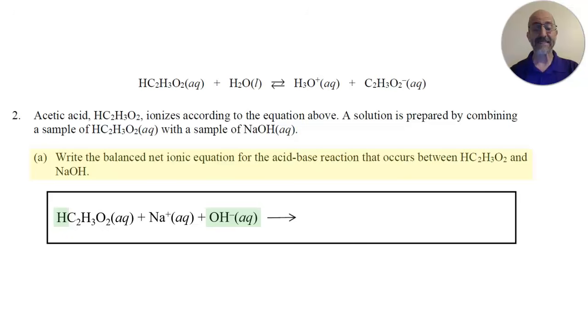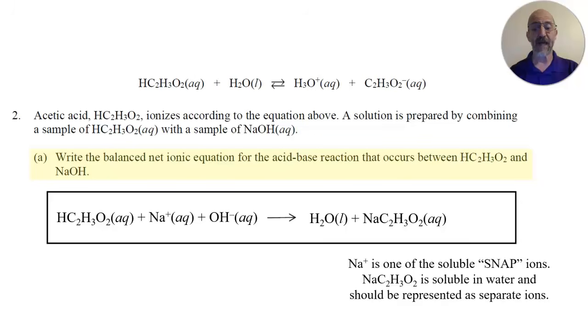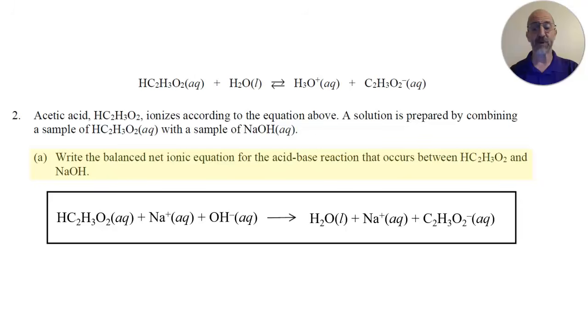So even though acetic acid is classified as a weak acid, it is still a Bronsted-Lowry acid. It behaves as a proton donor. So the H+ ion is now reacting with the hydroxide to form water. What about the sodium ion and the acetate ion? Instead of writing sodium acetate as one ionic chemical formula, we will go ahead and split it up into Na+ and acetate, which is C2H3O2-. So again, sodium is one of those soluble ions. Sodium acetate should be represented as separate ions.